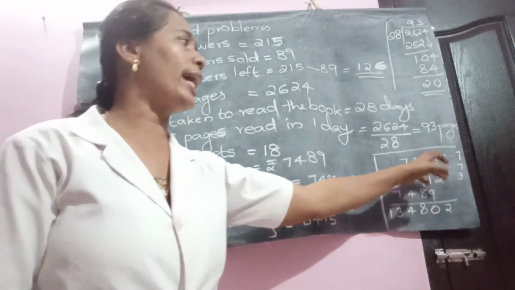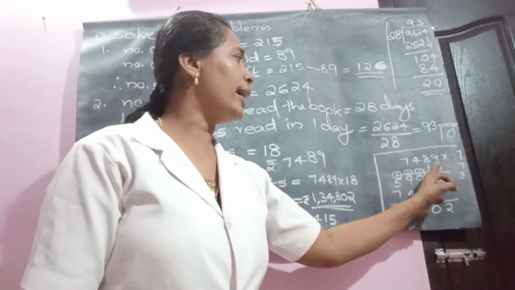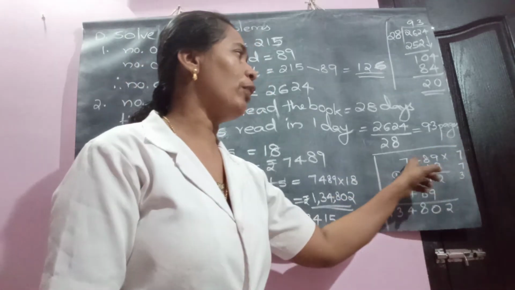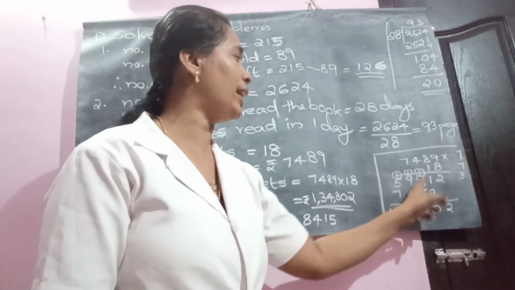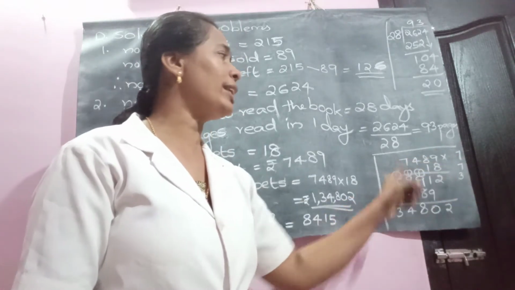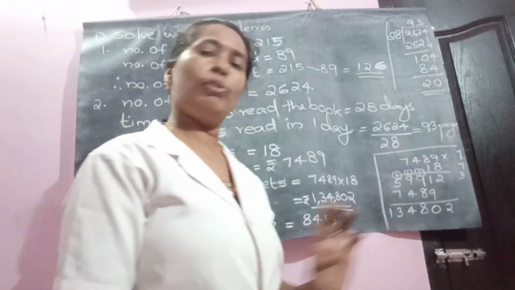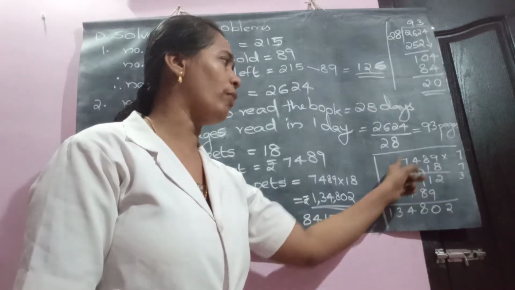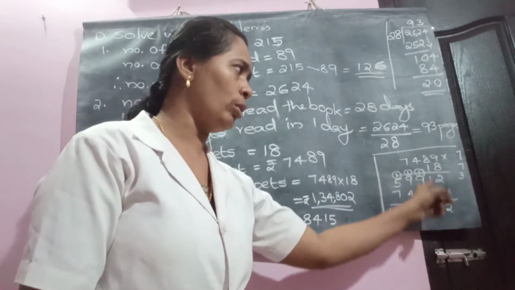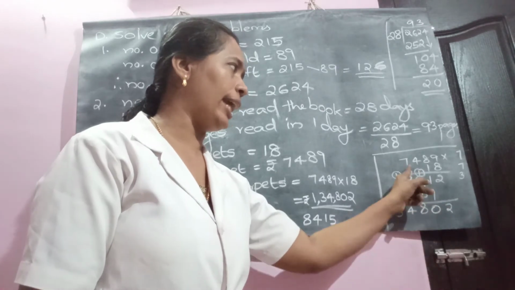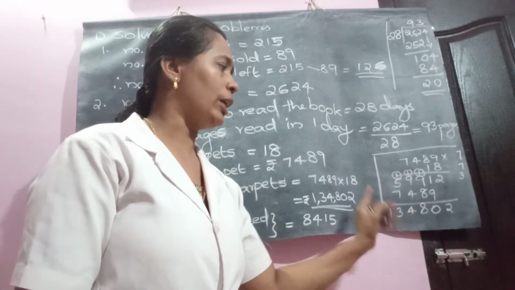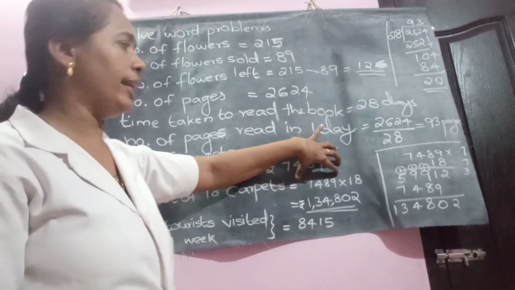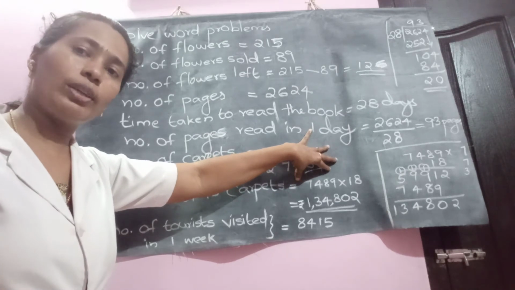Go through the same. 9 8s are 72, 7 balance. Again 8 8s are 64 plus 7 is 71. Again 7 balance. 8 4s are 32, 32 plus 7 is 39. 3 balance. 8 7s are 56 plus 3 is 59. Multiply by 1: 1 9 is 9, 1 8 is 8, 1 4 is 4, 1 7 is 7. You add the numbers. 2, 10 carry over 1. 18 carry over 1. 14 carry over 1. Equal to 1,34,802 rupees for the total carpets.